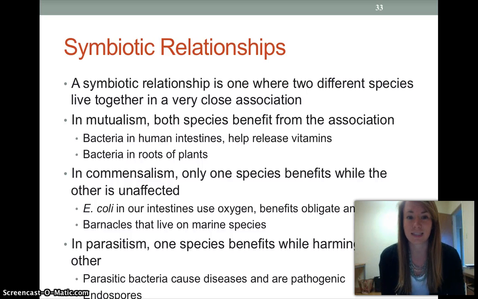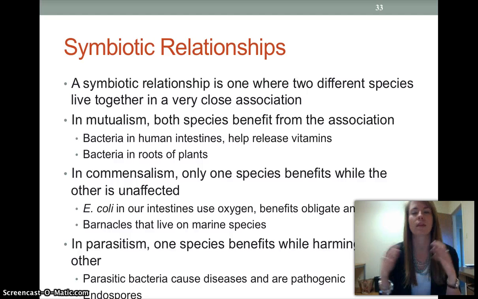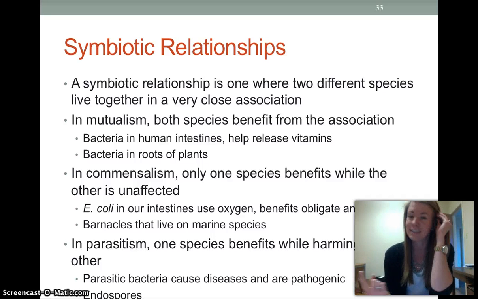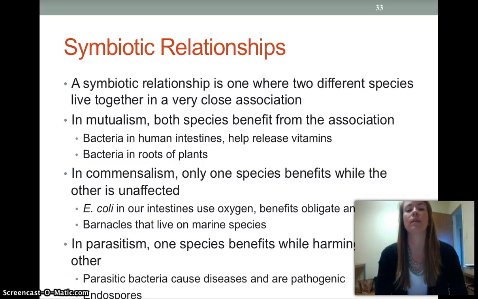Another example of commensalism is barnacles that live on marine species. So think of it this way. If you have a giant sperm whale, or the gray whale, the largest living animal on Earth, they have barnacles that live on them that stick to them and float around with them. And the barnacles are benefiting greatly because they're filter feeders, so they get fed as the whales swim around. The whales are entirely unaffected by this. So the barnacles benefit and the whales are unaffected.